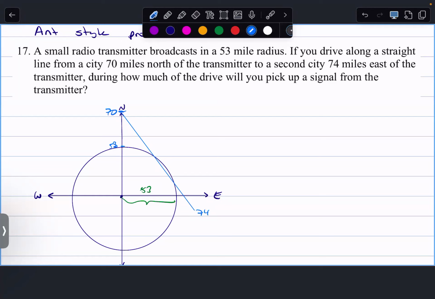Because I really doubt that a problem is going to ask you to find how long you pick up the signal for if it's none of the time. That seems unlikely. So let's see here.